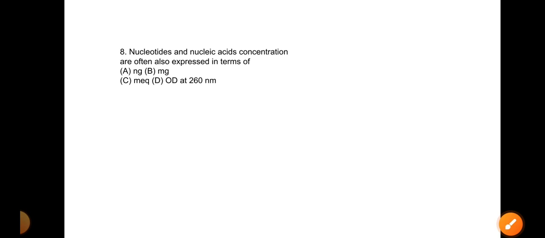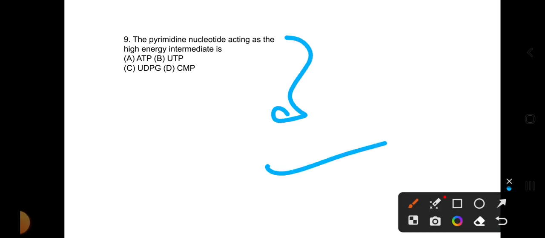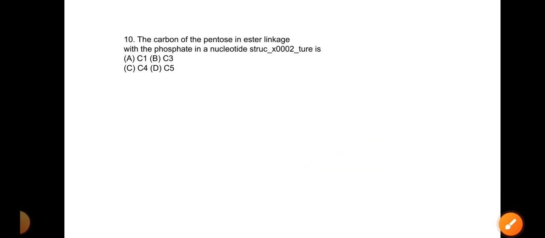Eighth, nucleotides and nucleic acid concentration are often also expressed in terms of, very important and easy question, again write your answer. Ninth question, the pyrimidine nucleotide acting as the high energy intermediate is, again an easy question, write your answer. So don't think that BARC always asks you easy questions. It's a mixture of easy as well as difficult questions as well as very easy questions, and it's a game of timing only.